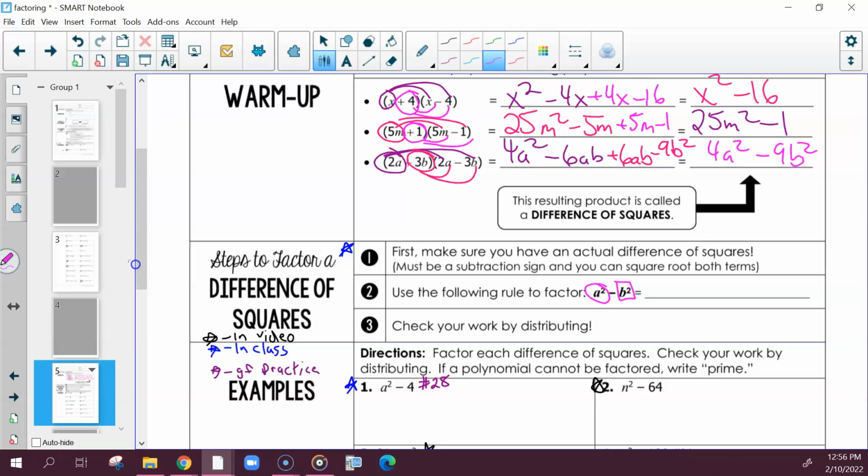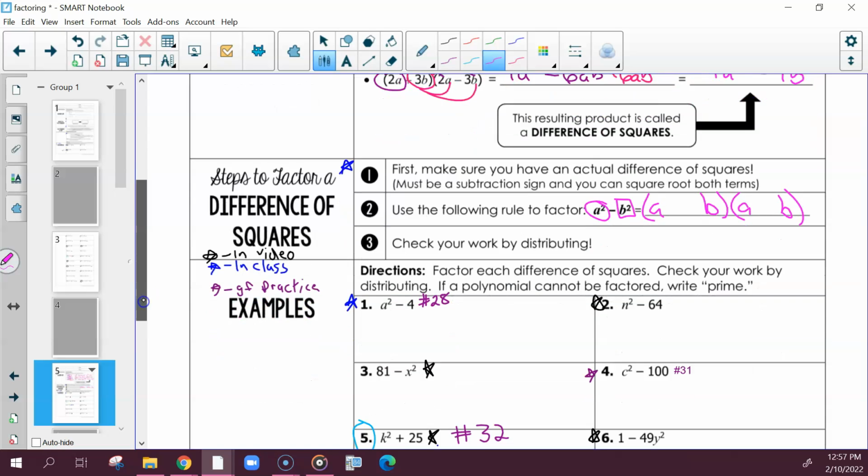So if all of those three things apply, you're going to have two factors. And you have to think about what times what would give you the first term. So in this case, what times what would give us a squared? A. So we would put a here and here. And then what times what would give us b squared? I'm ignoring the negative for a second. B. So we would put b here and here. And then the very last thing we need to do is put a plus and a minus in between them.